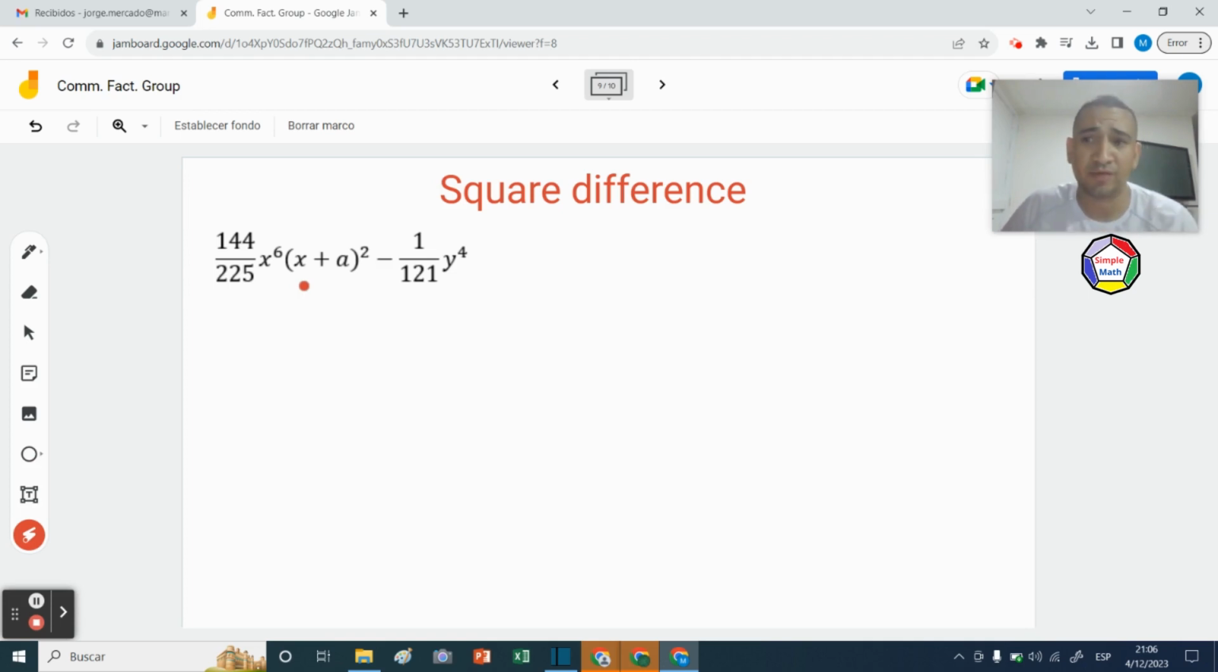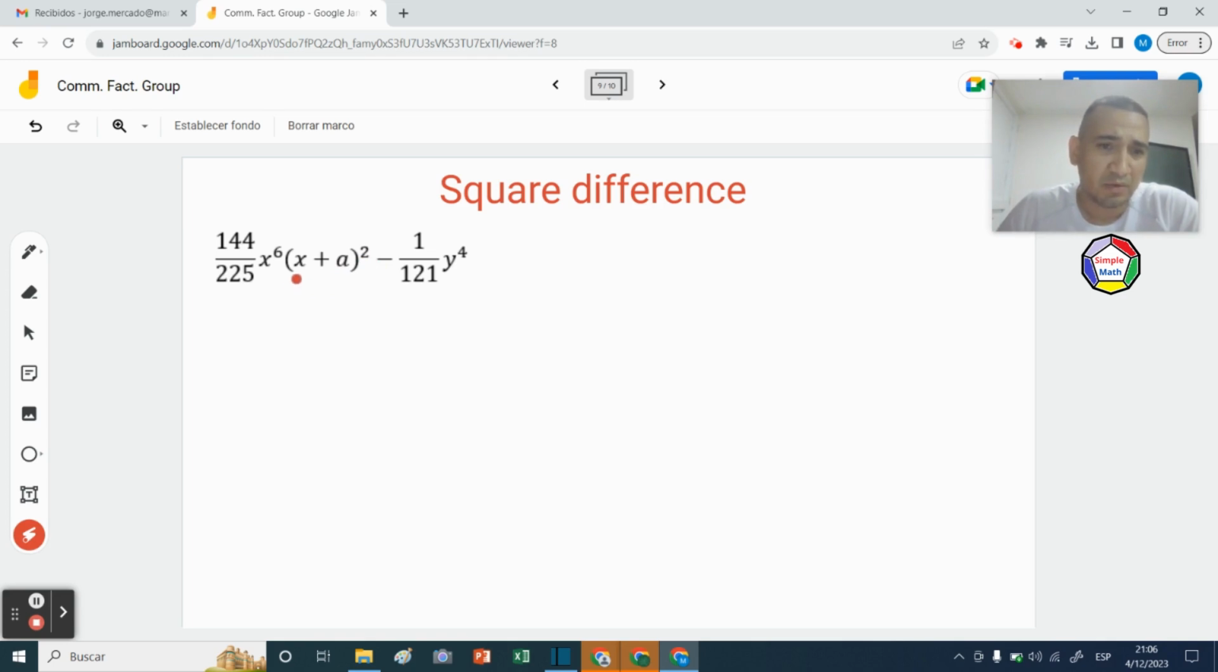So what is a square difference? Remember the strategy. The first term and the second term, both at the same time, must have a square root. If you see, all these have a square root. Because look, the square root of 144 is 12, the square root of 225 is 15, the square root of x exponent 6 is x exponent 3, the square root of the parenthesis is the parenthesis, because this is raised to the second power.